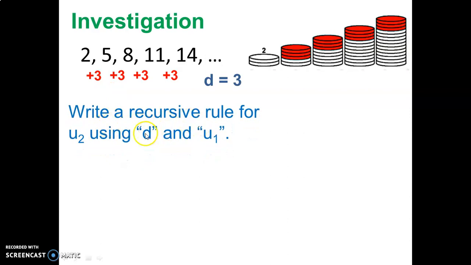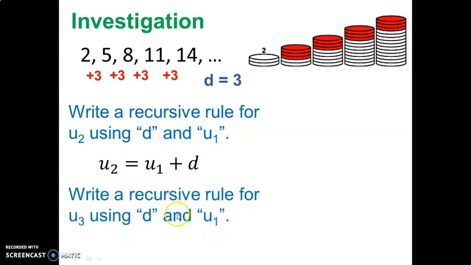Write a recursive rule for u2 using d and u1. So remember, a recursive rule will be u sub 2 equals and then something with the u1 in that equation and the d's. Okay, here's a rule that works. To get the second one, because that's what this means, we take the first one and we add the d value to it. That makes sense. To get this one here, we took 2 and we added 3 to it. But here we're just using all symbols, right? We're going to keep this all symbolic here.